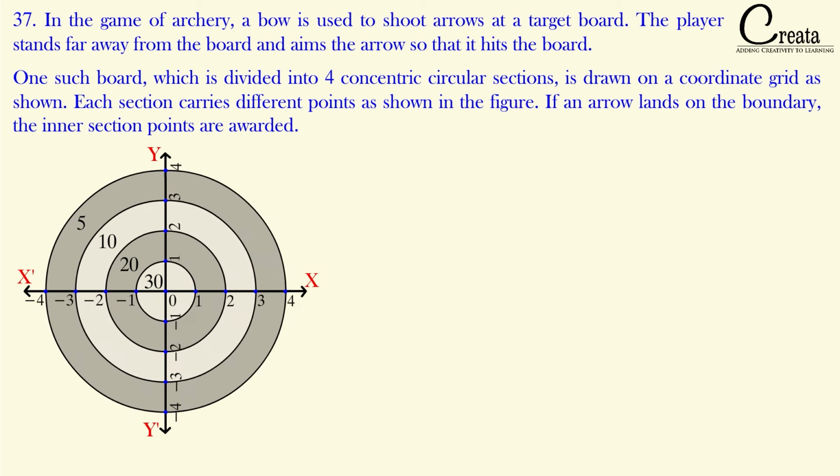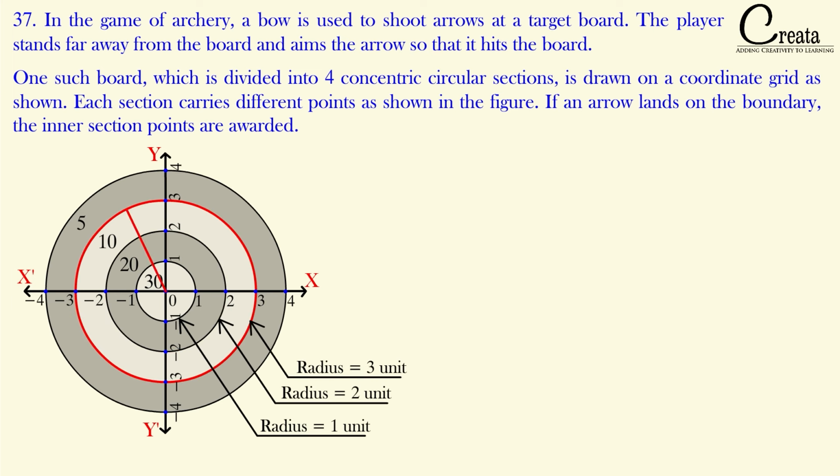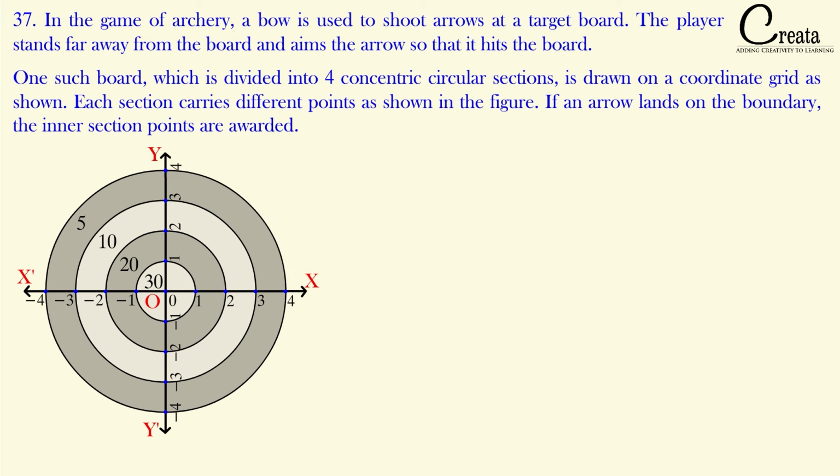Got it? Further, it is given in a circular manner. We can take this circle and say the radius of this circle is 1 unit. If we talk about this circle, the radius of this circle is 2 units. Similarly, for this circle, the radius is 3 units. For the bigger one, the radius is 4 units. Further, point O is the origin of this coordinate system, which we will mark as 0, 0. All the other points will be with respect to the origin, that is 0, 0.